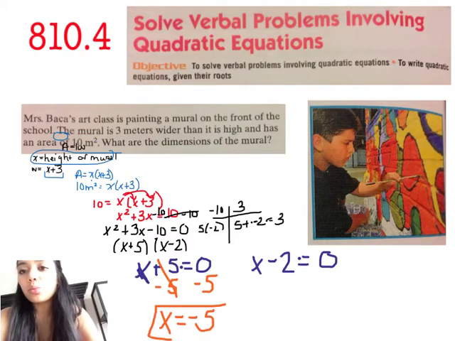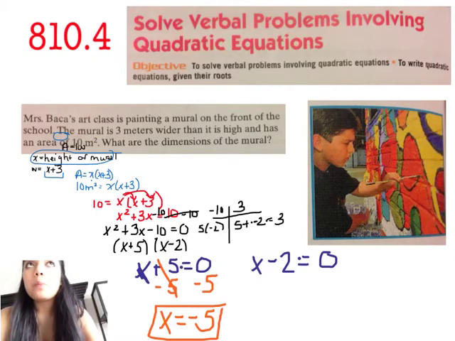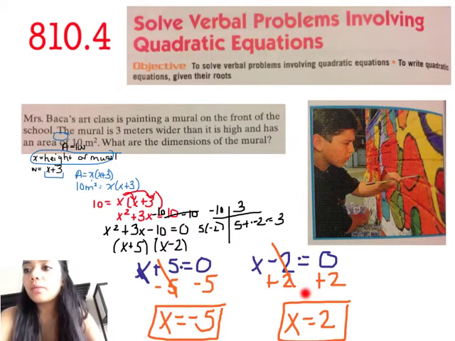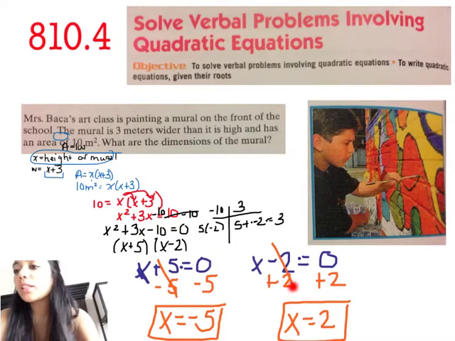We can reject the negative number because the height of something can't be a negative number. So that means that this one does not work. And it's important for you to look back to see what you're solving for. So x equals 2 is the one that makes sense. So the dimensions of the mural, if x equals 2, the width equals x plus 3, remember?